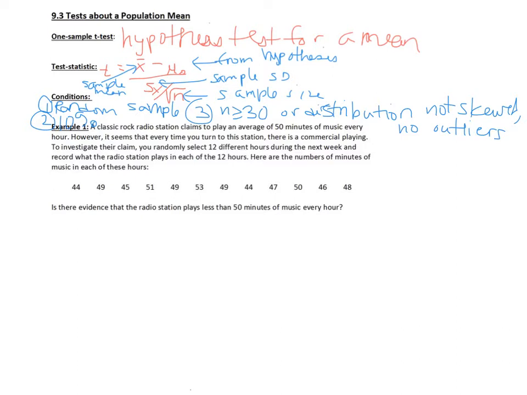Okay, so for example 1, I'm going to give you a list of data. So we have a classic rock station. They claim to play an average of 50 minutes of music every hour. And so you decide to randomly select 12 different hours, and you want to know if there is evidence that the radio station plays less than 50 minutes of music every hour. So there's a few ways to go about doing this, but I'm going to start by doing the hypothesis.